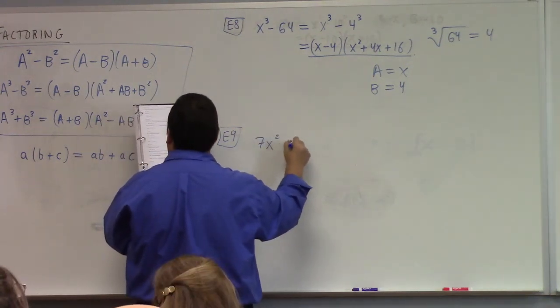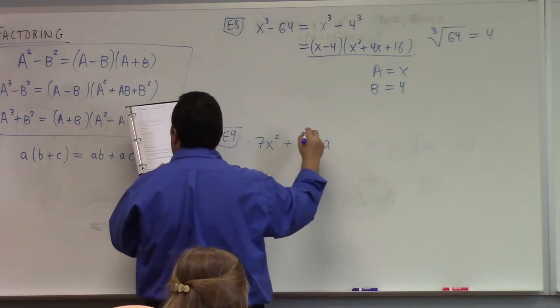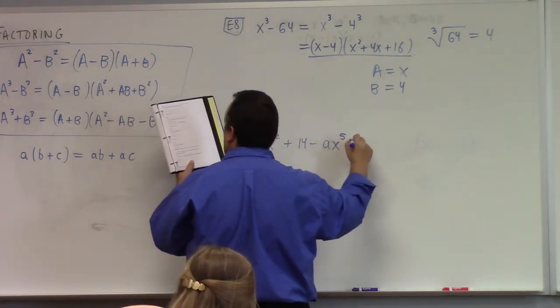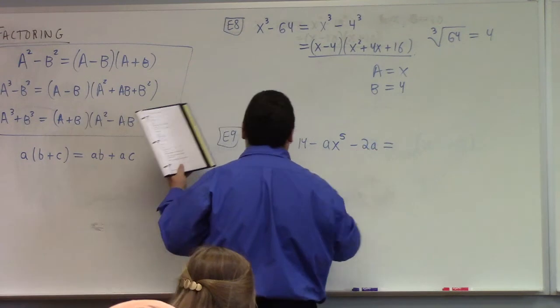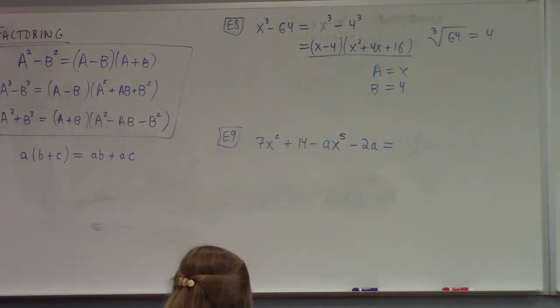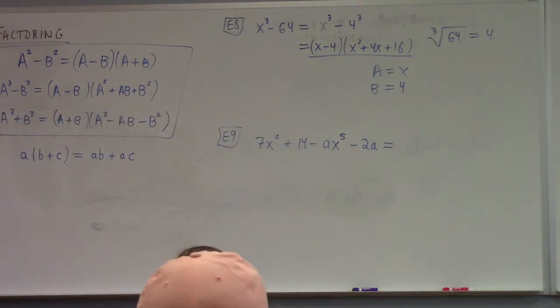7x squared plus 14 minus ax to the 5th minus 2a. This is that factoring by grouping problem I was talking about. How do we factor this?